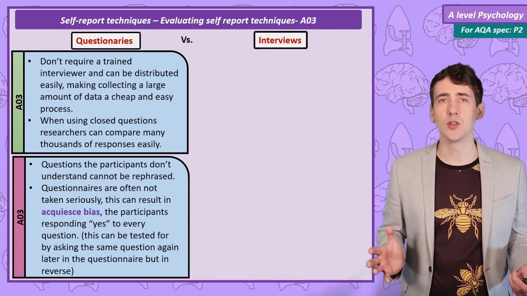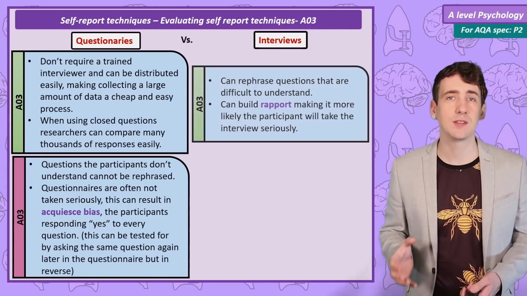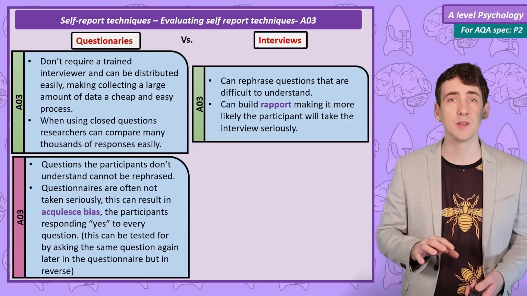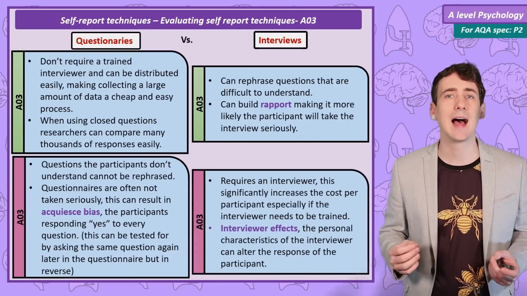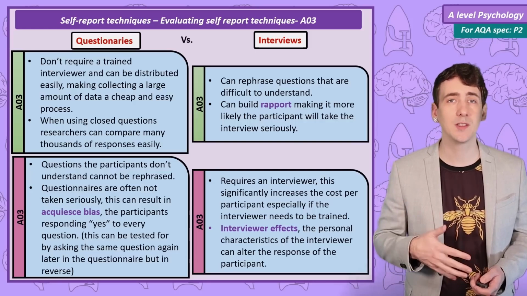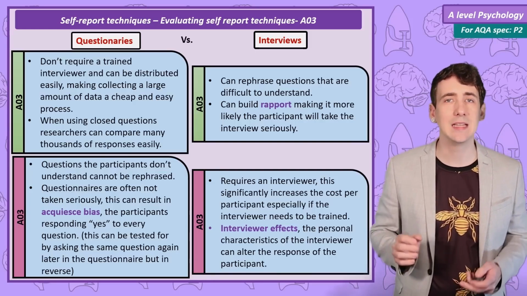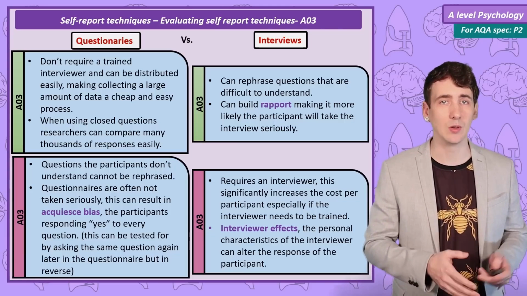So we can evaluate interviews by flipping the evaluations of questionnaires around. A strength of interviews is the interviewer can rephrase hard-to-understand questions and build rapport with participants so they take the research seriously. But negatives include needing a highly trained interviewer to conduct the interview, resulting in smaller numbers of participants and a higher cost. But an additional problem of interviews is interviewer effects. We're interested in finding out the participants' honest views.